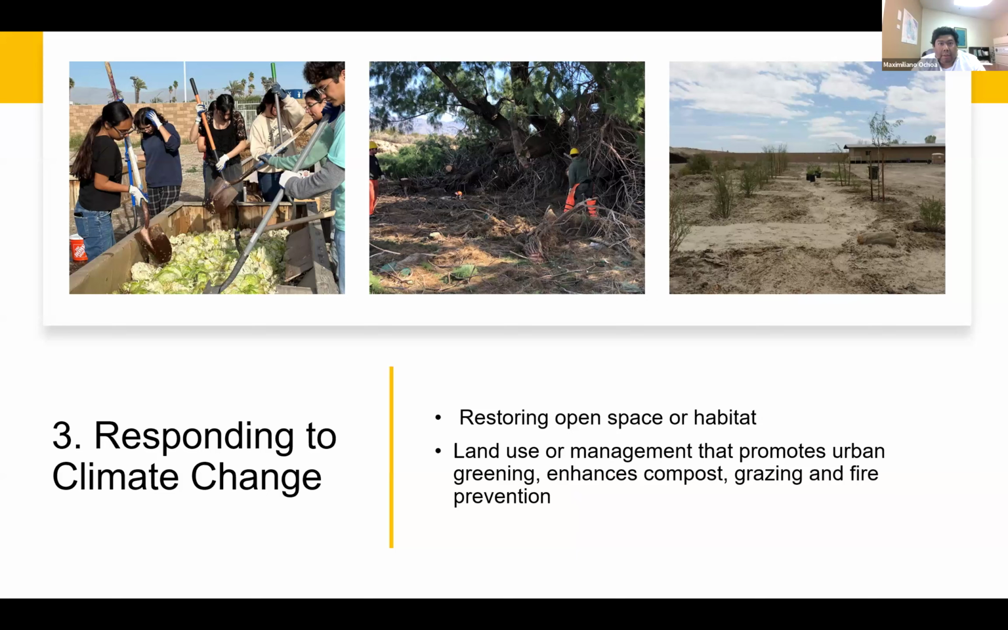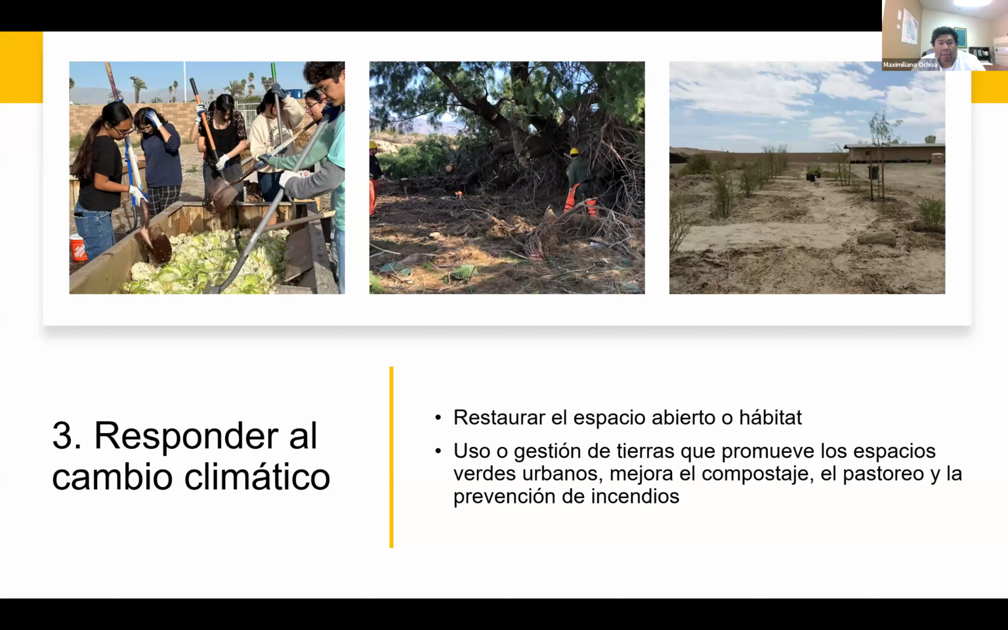Some of these examples are the composting site at the Indio High School with the students, removing of tamarisk trees for watershed restorations, and reforestation for tree planting at the Torres Martinez site. Next slide.